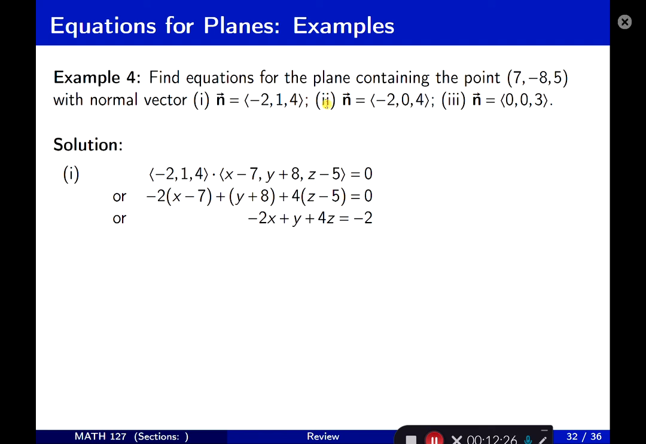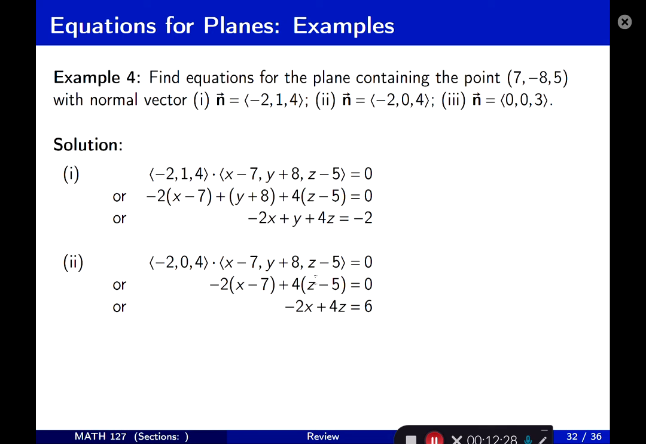Now how do I do 2? 2 is the same routine again. You multiply the direction vector by a vector on the plane. And so again, x minus 7, y plus 8, and z minus 5. And this time around, because you have a zero multiplying y plus 8, y completely disappears. So the previous equation of the plane had all 3 variables. This one only has 2.